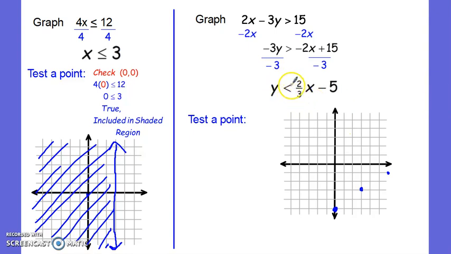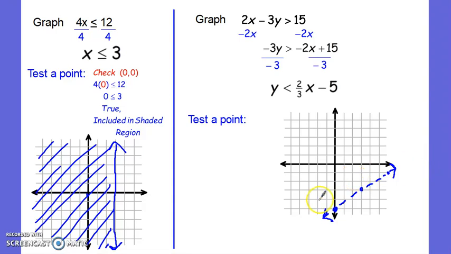Now, notice no "or equal to" this time, which means when I go to make my line, I want to make it a dashed line. So I'm just going to make some dashes to connect those dots. I do not want a solid line. The points that are actually on that line are not included. The line does go on infinitely though, so don't forget to make an arrow.